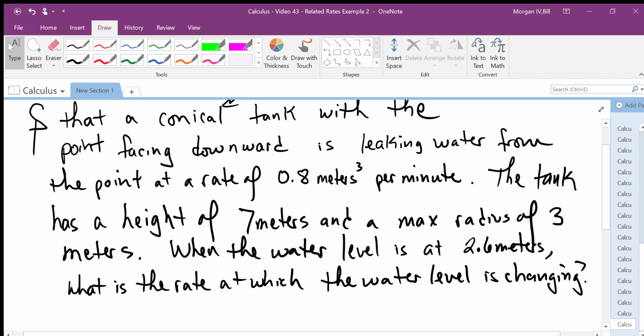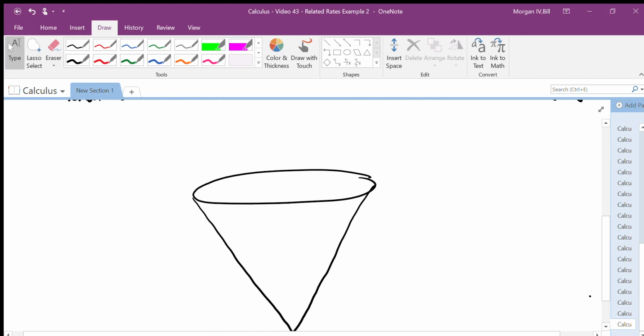Okay, what is the 0.8 cubic meters per minute? That is the rate at which what changes? That's the rate at which the volume of water changes. dV/dt, the volume of water that's in this tank, is changing at a rate of 0.8 cubic meters per minute. But think about this.